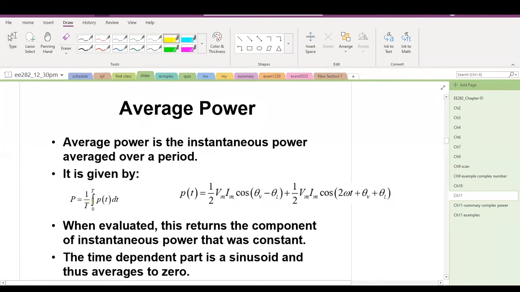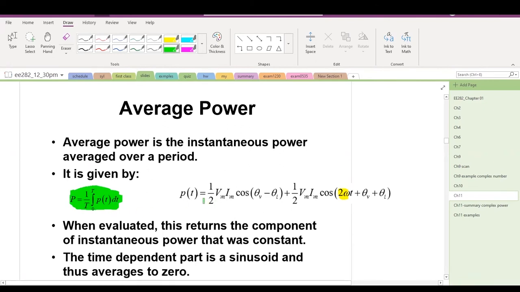So the average power is the integral of the power from 0 to T, taking the average over this time T. The reason we can do that is because p(t) is periodic. We can always take the average over one period and then divide it by the period. So we obtain the average power. This is a formula to obtain the average power. Either we memorize it or we put it in the formula sheet.